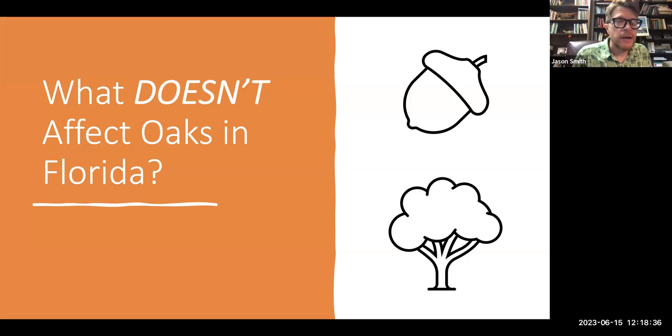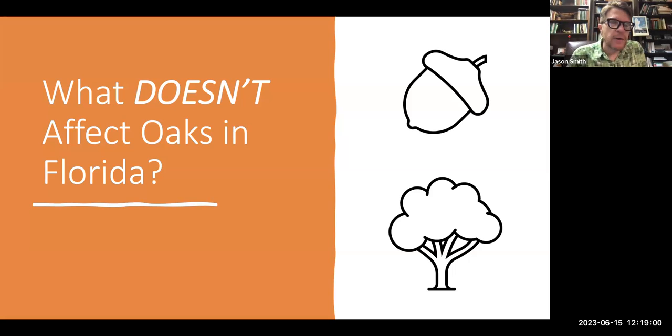I think when people find that they have an oak tree dying, they will do a quick Google search, and some of these things will come up, and so they make an assumption that these issues might be affecting their oaks. And so I wanted to provide you with some detailed information about some of these issues, both the things that occur on oaks in Florida and the issues that don't occur here.